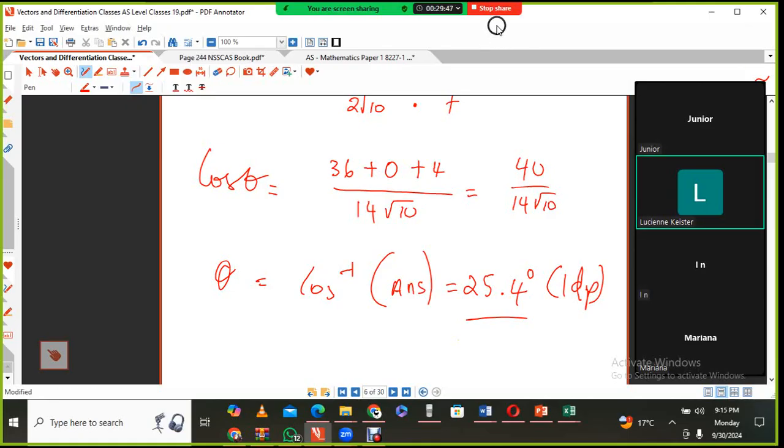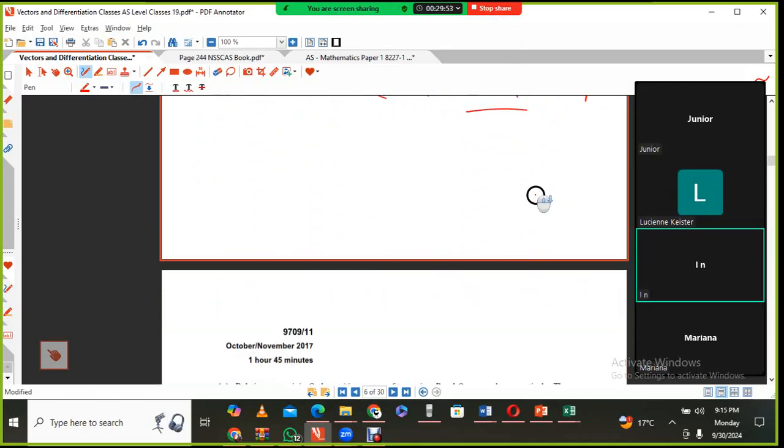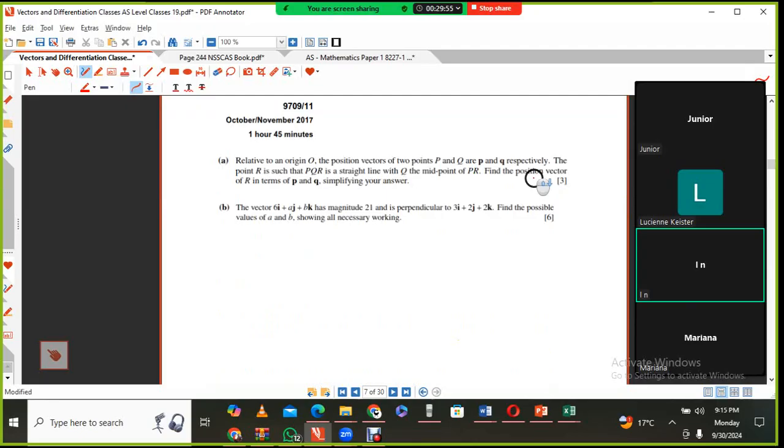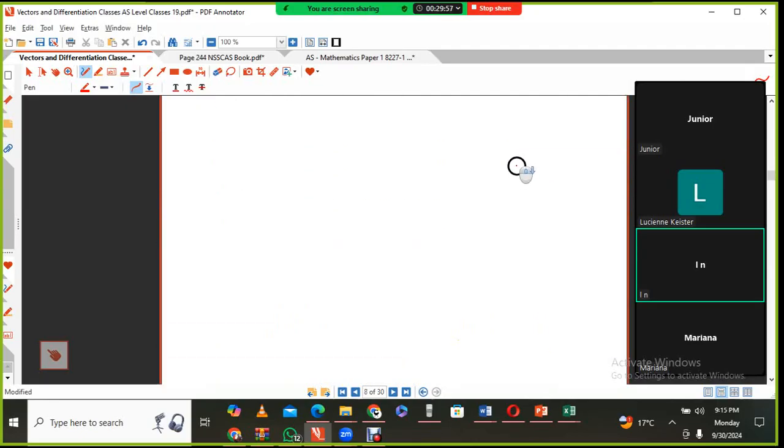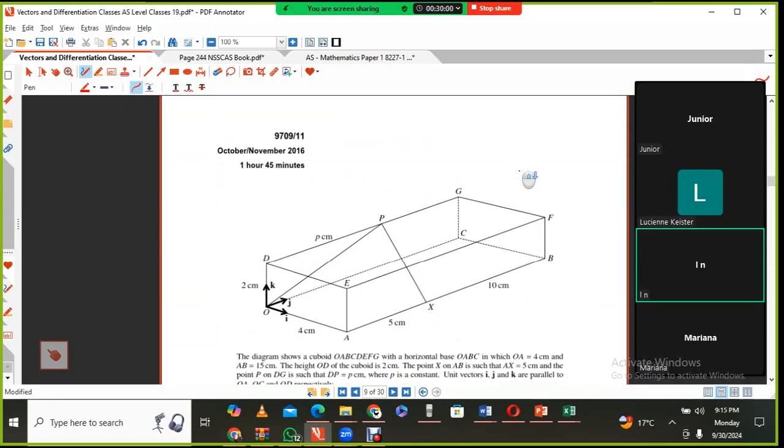Go to the one of 2016. It's page 7. This one.